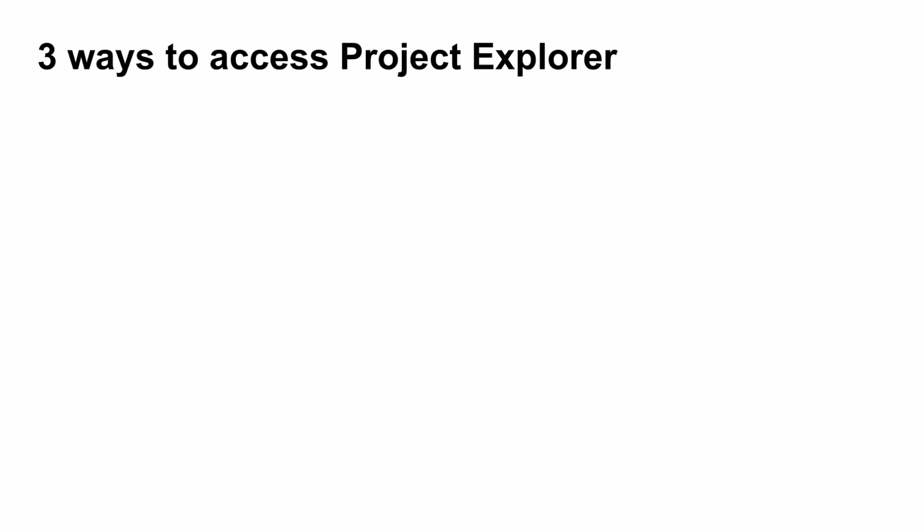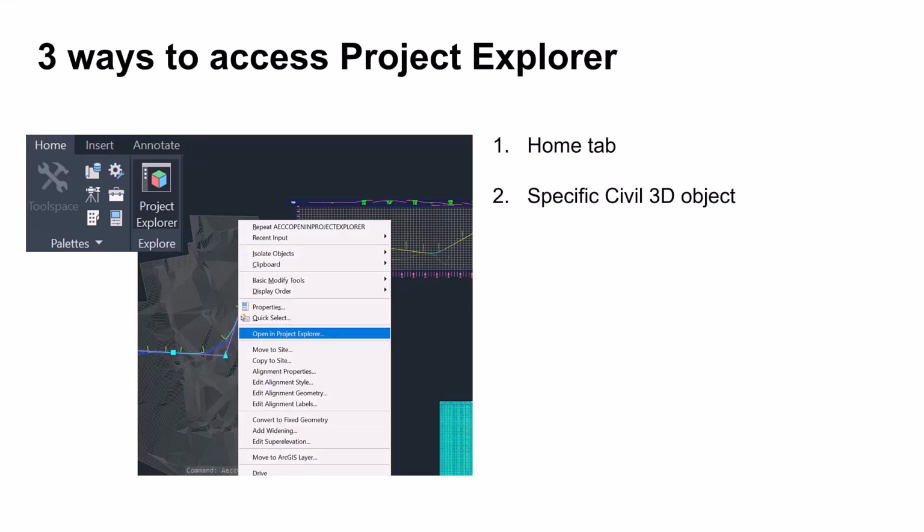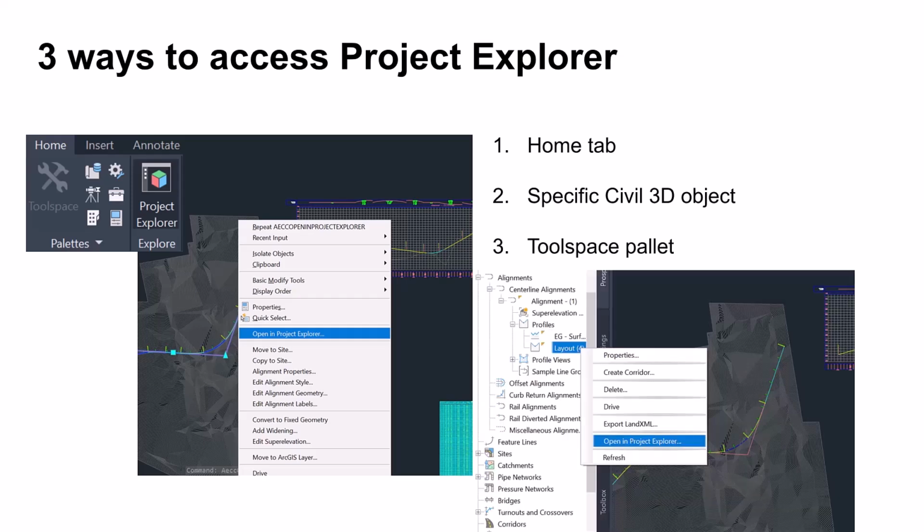So there are 3 different ways to access Project Explorer. Number 1 is from the Home tab. You have the Project Explorer icon. Number 2 is if you right-click on a specific object and open in Project Explorer. This is good because it will take you directly to the exact Civil 3D object you selected. And lastly, from the Toolspace palette, as you can see here.